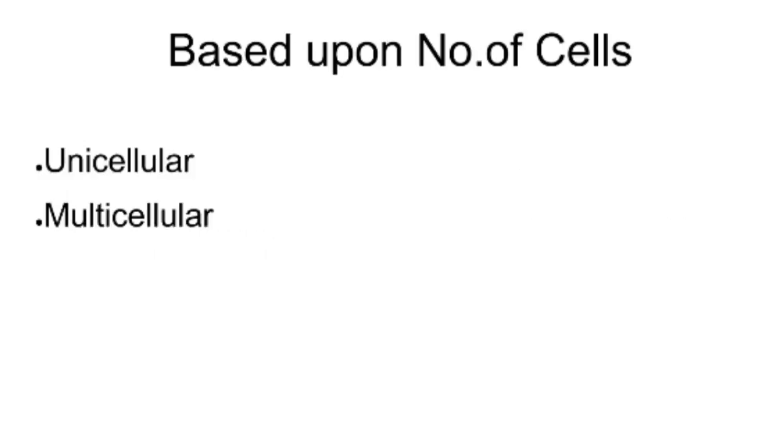Now based on the number of cells, there are two types of organisms. One is unicellular organisms, second is multicellular organisms. Here uni means single cell, the organisms which are made up of a single cell are called unicellular organisms, and the organisms which have more than one cell are known as multicellular organisms. So examples of unicellular organisms are amoeba, paramecium, bacteria, and others, etc.